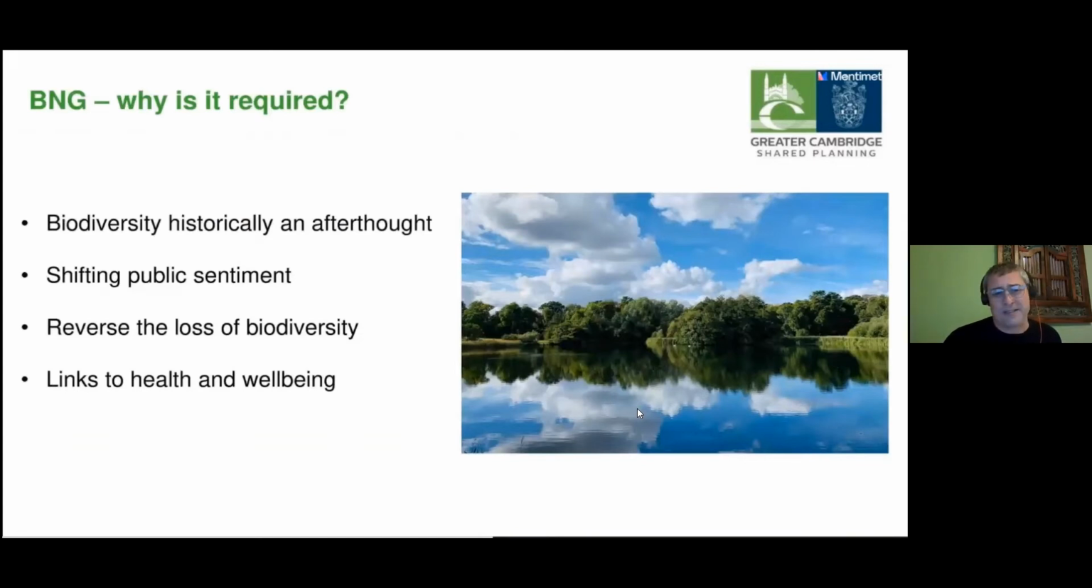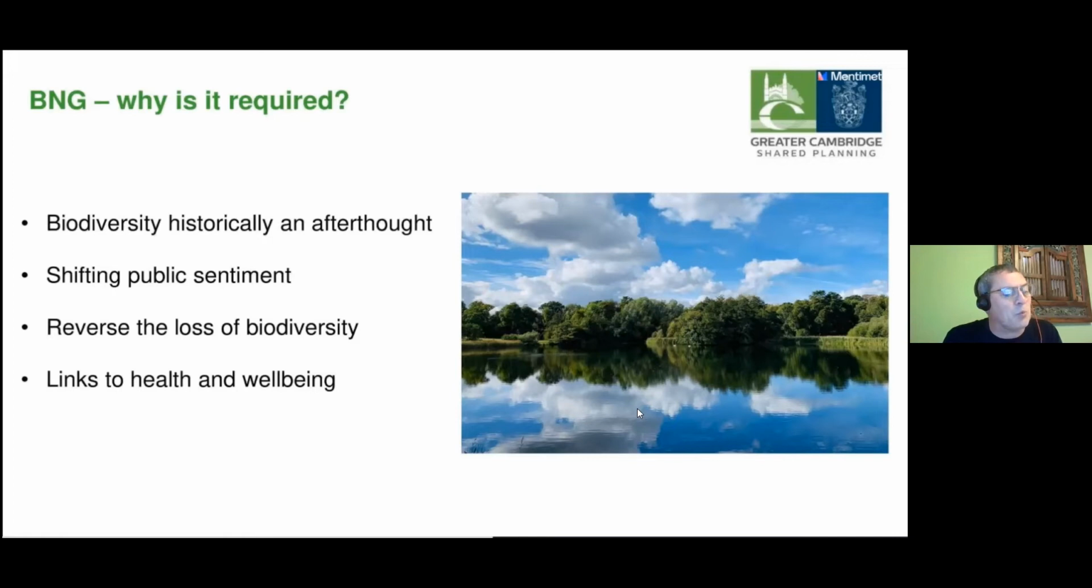So why is it required? Okay, well, how long have you got? There's a number of reasons, probably as long as your arm. So this is not everything, but here's just a few that I thought of. Biodiversity historically at development sites, not everywhere by any means, but historically, much like quality landscaping, has been a bit of an afterthought. It's been a bit of a tick box approach. It's been a bit of a, shove it over there in the corner and job done.